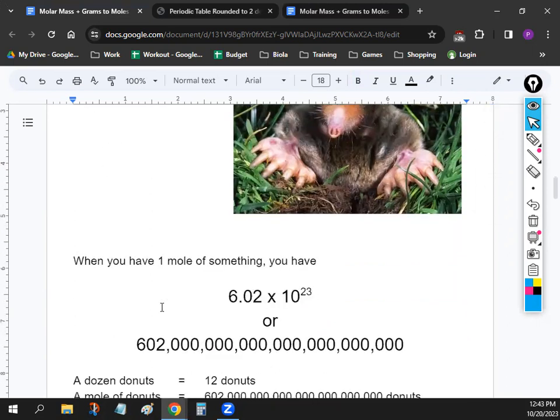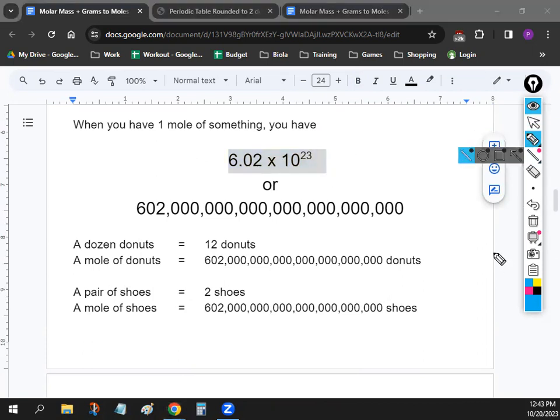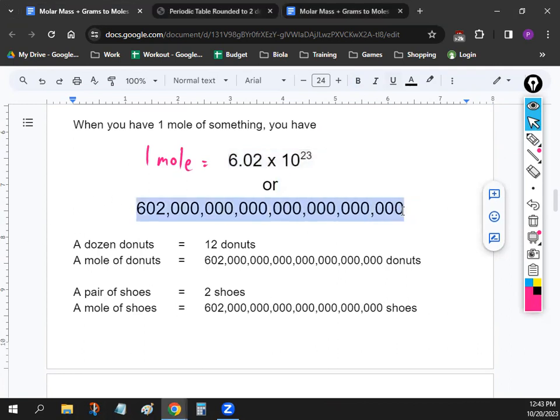Okay? So if you have 1 mole of something, this is how many you have. Okay, so jot that number down. 1 mole of something, thank you. Okay, 1 mole is when you have 6.02 times 10 to the 23rd of something. And if you don't remember scientific notation from math, it's this. It's when you have this many of something. Okay, and you don't need to write this long number down. That's a lot of zeros.